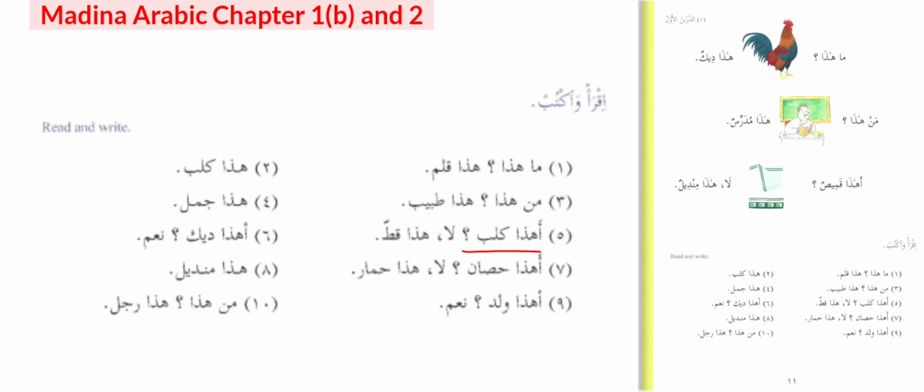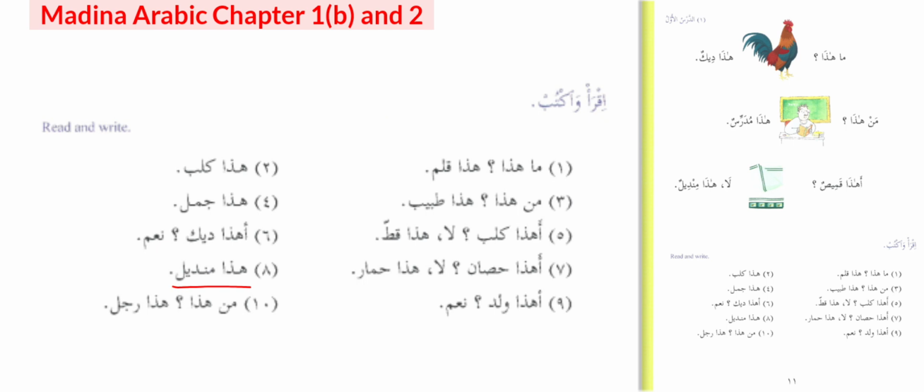Ahaza kalbun. Is this a dog? La. No. Haza qittun. No, this is a kitty. Ahaza dikun. Is this a rooster? Naam. Yes. Ahaza hisanun. La. Haza himarun. Is this a horse? No, this is a donkey. Why are you calling this donkey a horse?